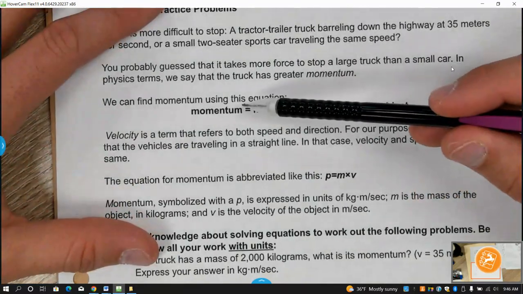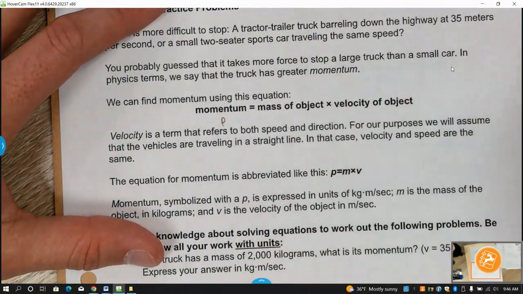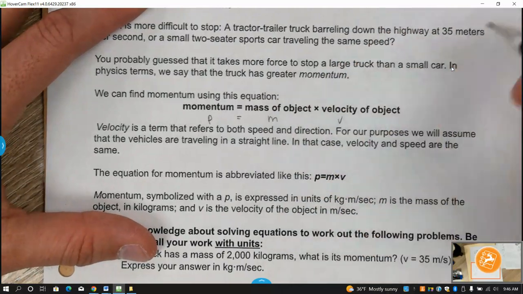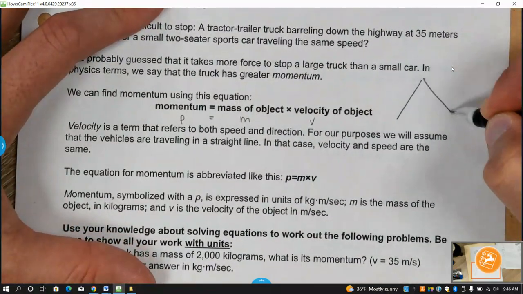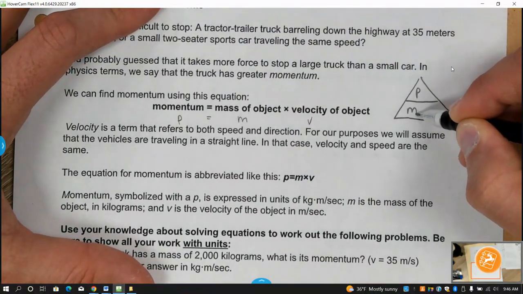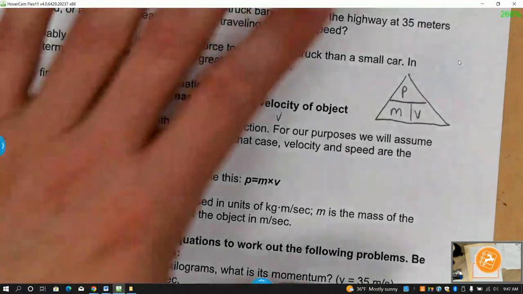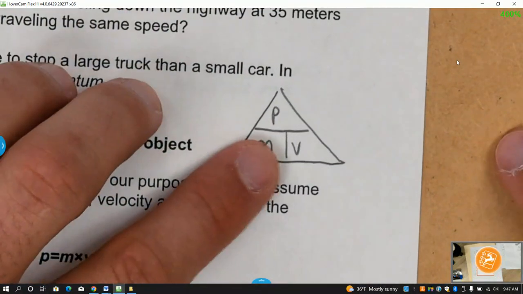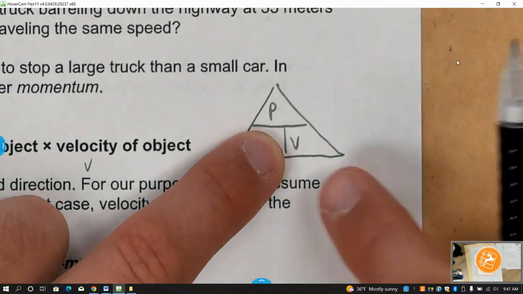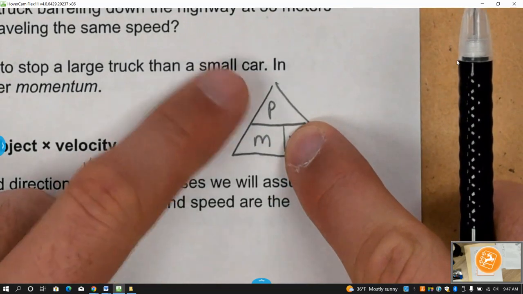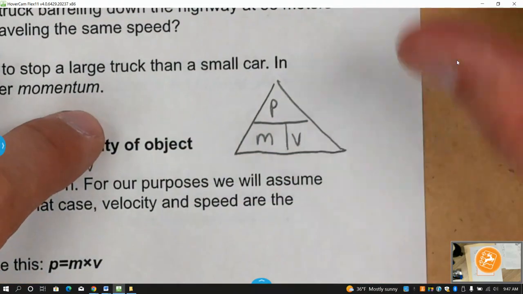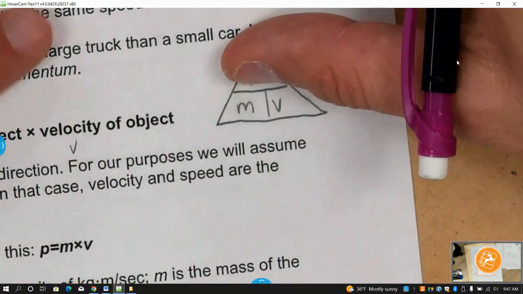You can find momentum using the equation. Momentum, which is P, equals the mass of the object, M, times velocity, V. So we can throw that into our magic little triangle. P is equal to M times V. There's going to be parts where you're going to have to solve for mass. If I cover that up, mass is P, or momentum, divided by V. If I'm asked to solve for velocity, I would do P over M, so momentum divided by mass. And if I'm asked to solve for P, if they're next to each other, you multiply.